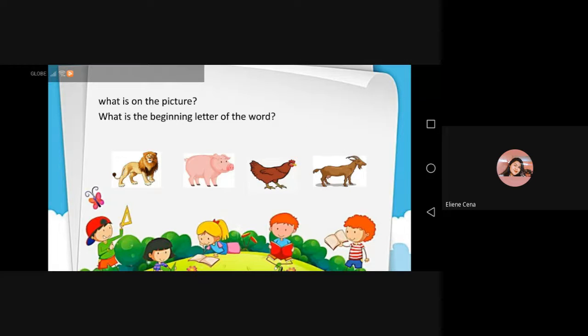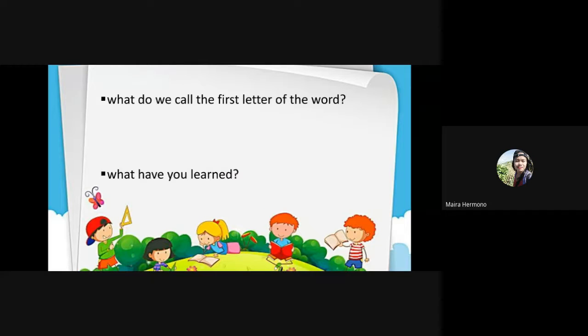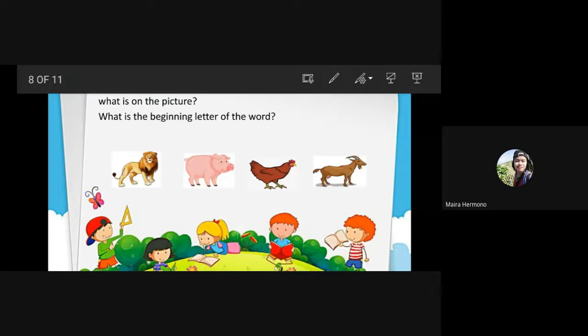Okay. What is on the picture? Class, what did you see in the first picture? Lion. Very good. What is the beginning letter of lion? L, ma'am.